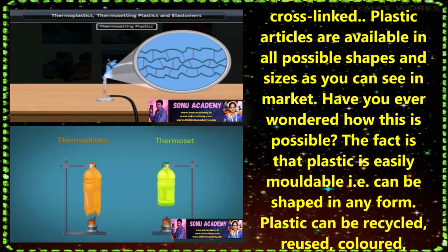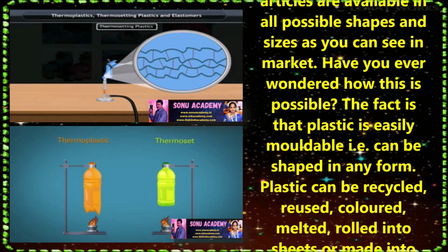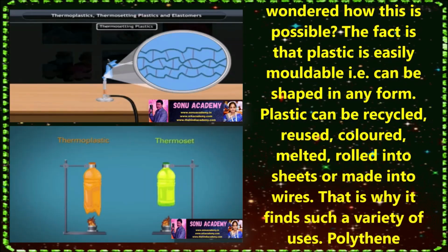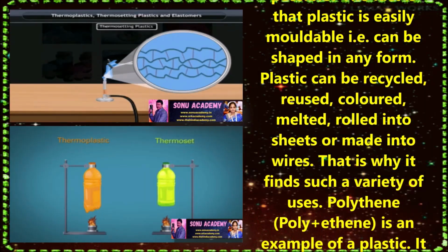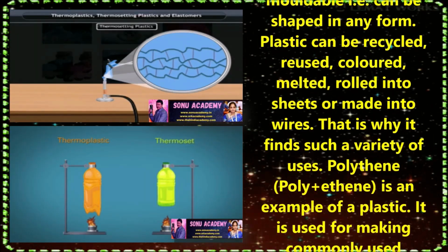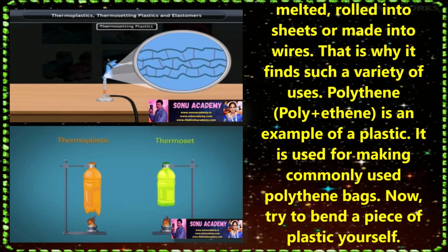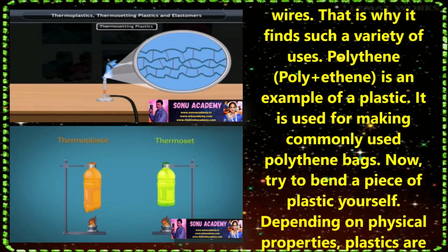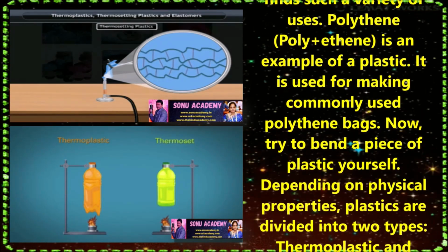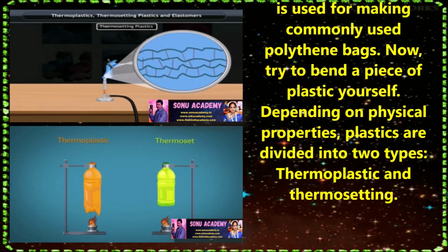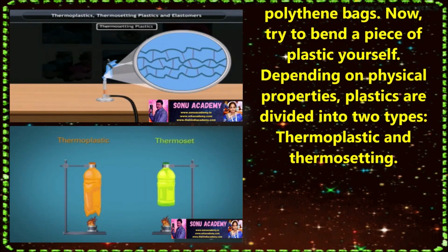Already we discussed that. Plastic articles are available in all possible shapes and sizes, as you can see in the market. Have you ever wondered how this is possible? Yes, the fact is that plastic is easily moldable, that is, it can be shaped in any form. Plastic can be recycled, reused, colored, melted, rolled in sheets or made into wires. That is why it finds such a variety of uses.